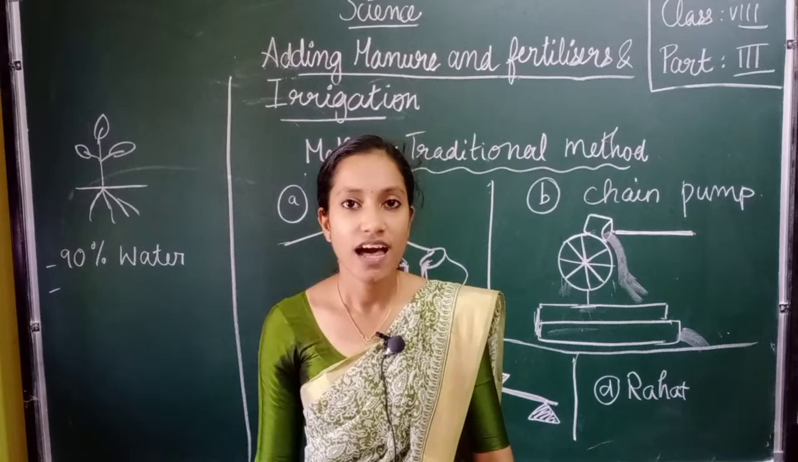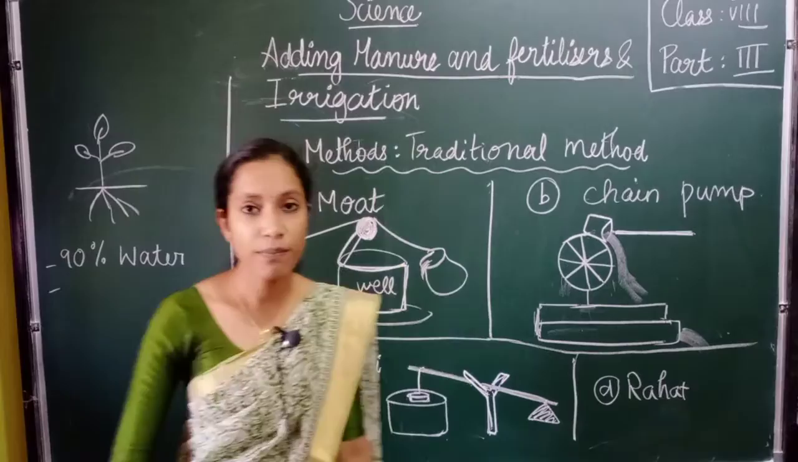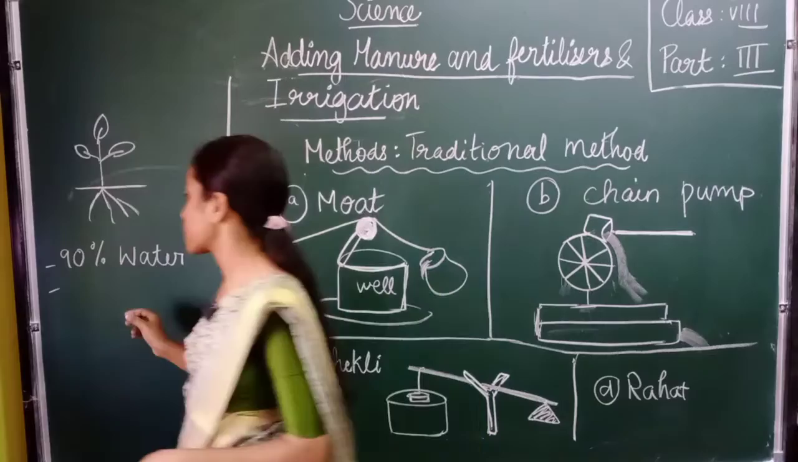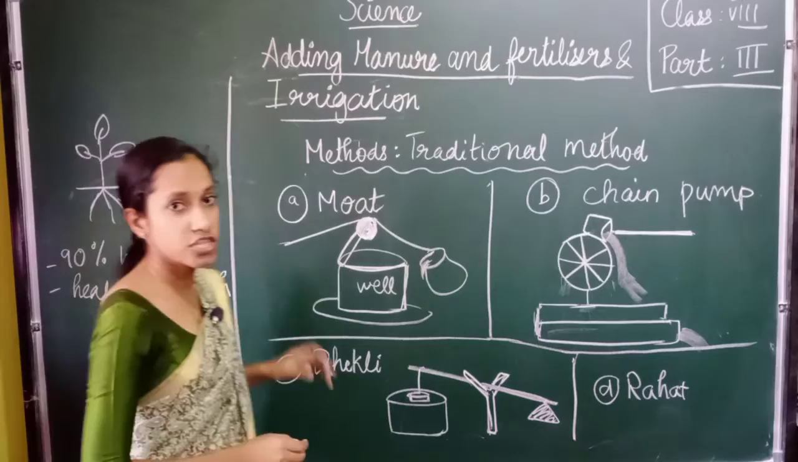As plants require water for their proper health and growth. You know, every plant contains about 90% water. It is very important for every organism, isn't it? So it is required for proper health and growth of a plant. Water is very essential for these plants.